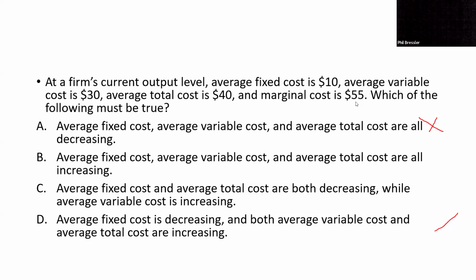Okay, what do we've got here? Nice, good job. Average fixed cost has to be decreasing. That's a given. That's why the difference between AVC and ATC always goes down. If marginal cost is greater than average total cost and average variable cost, it's going to pull those curves up. So they're going to be increasing.